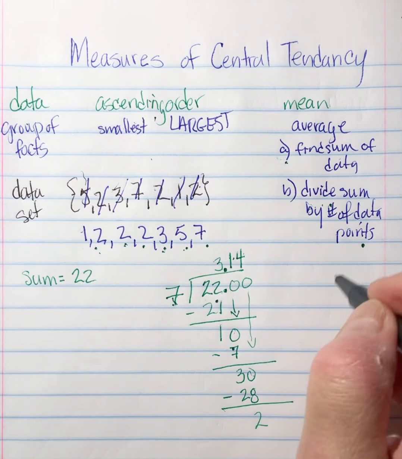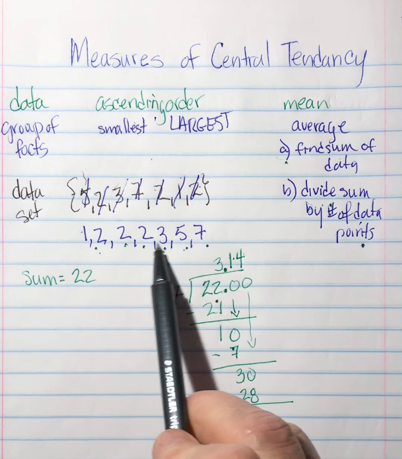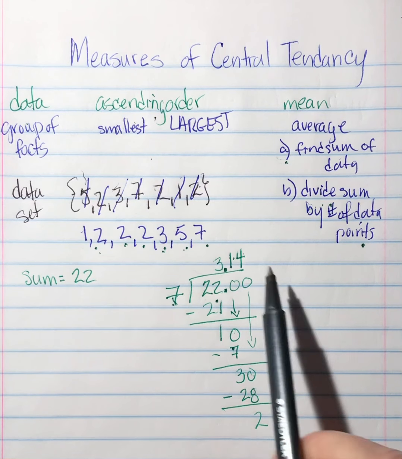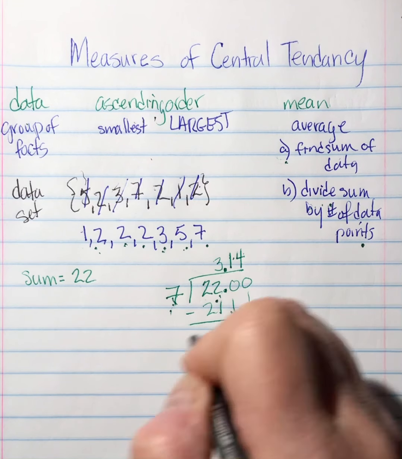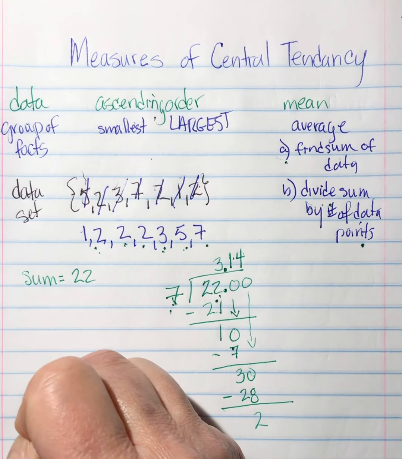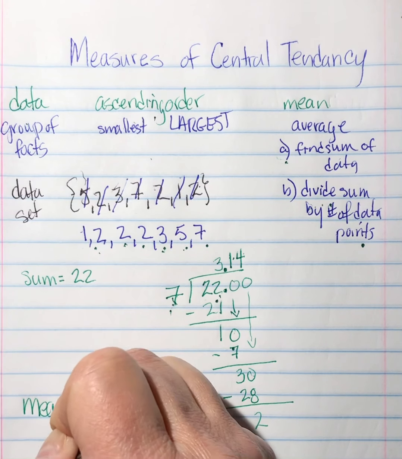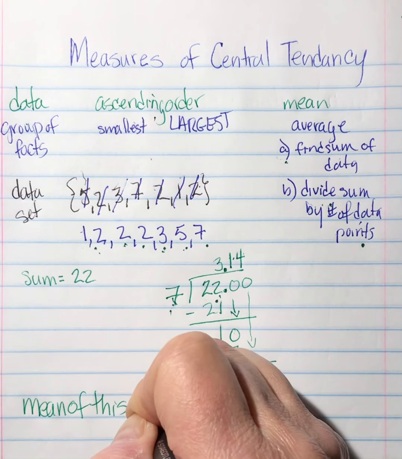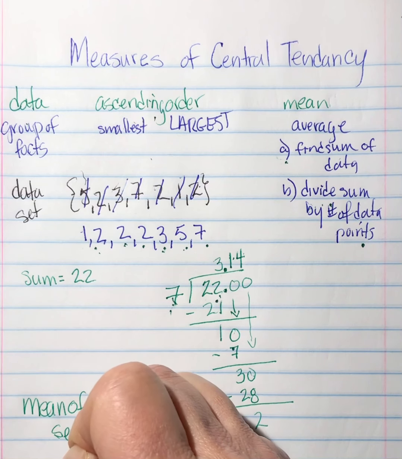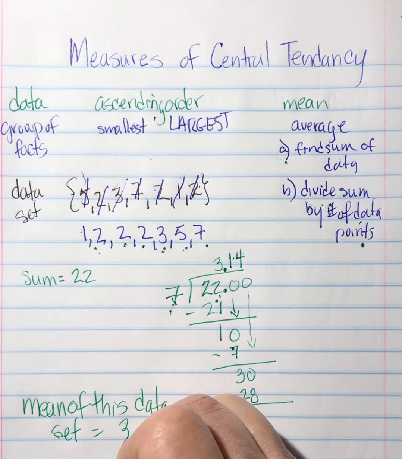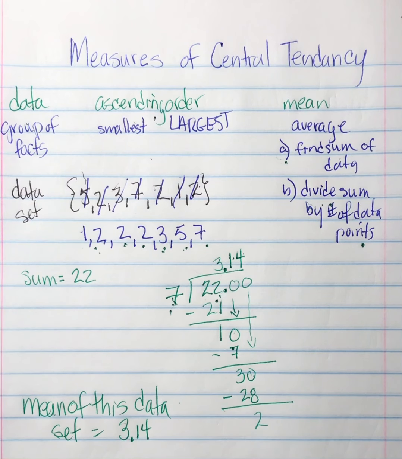So I'm going to say that after I added my data points and got a sum of 22, I divided my 22 by 7, and that means that my mean of this data set is 3.14. Okay, that's it.